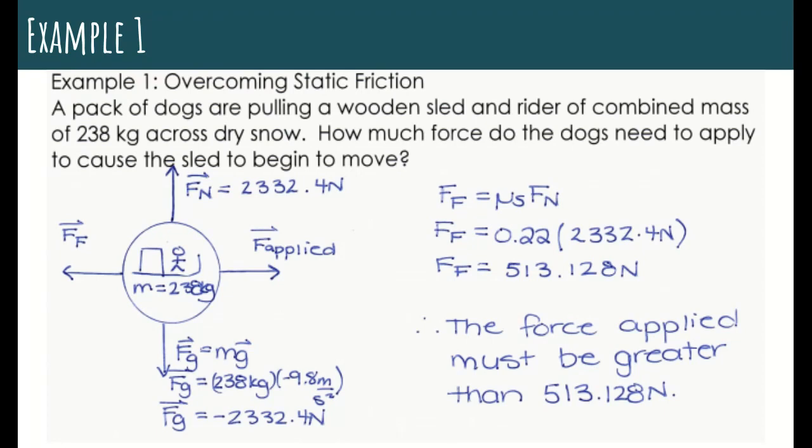We'll multiply those to solve for the force of friction. So what we get is that the force applied has to be greater than 513.13 newtons, or that sled will not move.